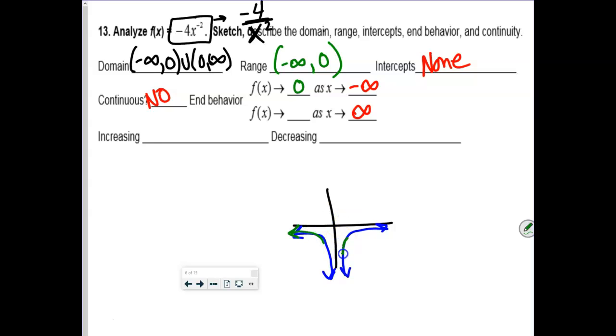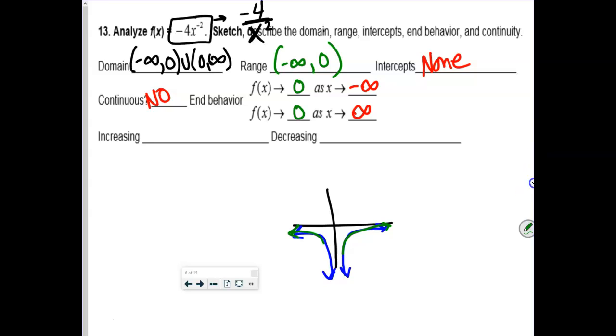And what about on the right side? 0 again. So on what are called rational functions, these guys that have asymptotes, you're going to see them approaching what are called the horizontal asymptote. So in this case, it's at 0. We're going to have a whole section on this coming up a couple weeks from now.